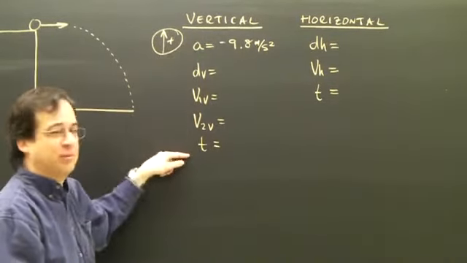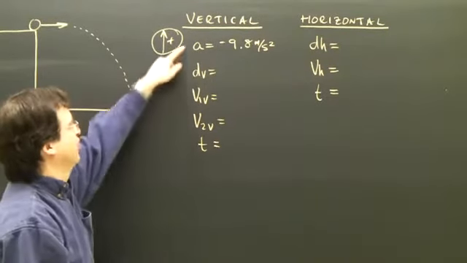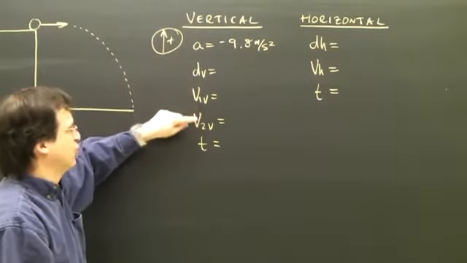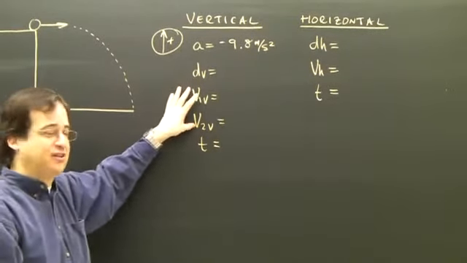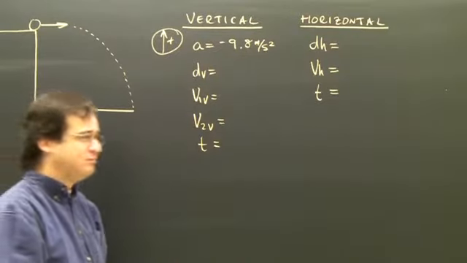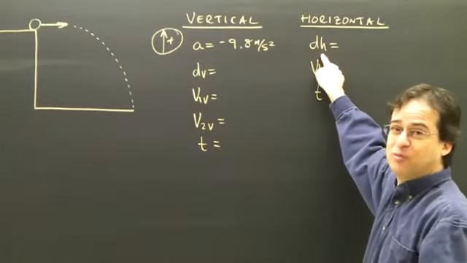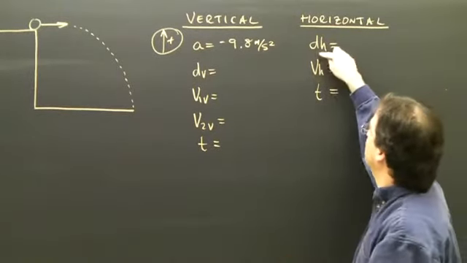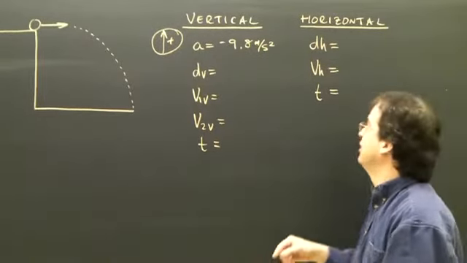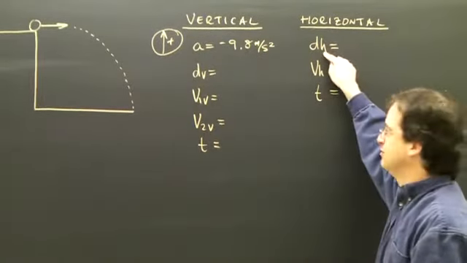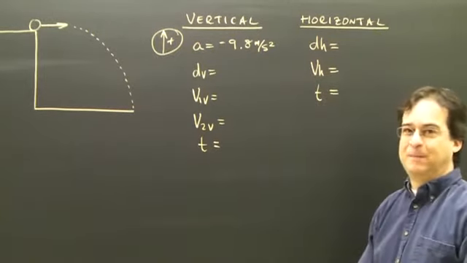For these variables in the vertical, I'm going to use my big 5 equations. So I've got a, d vertical, v1 vertical, v2 vertical, that's the initial vertical velocity and the final vertical velocity, and I've got time. In this column over here, in the horizontal, I've got uniform motion. Since it's uniform motion, I have only 3 variables from my formula v equals d over t. I've got the horizontal distance, the horizontal velocity, and the time.